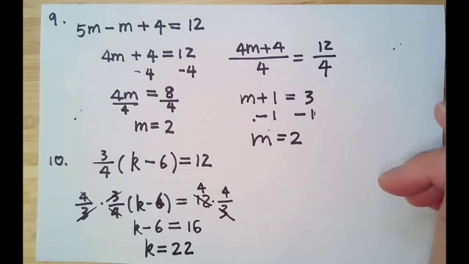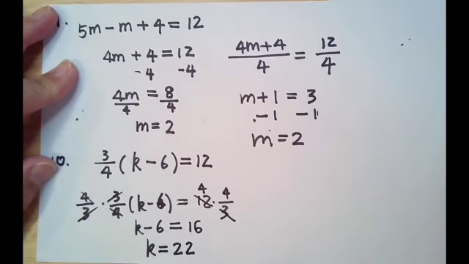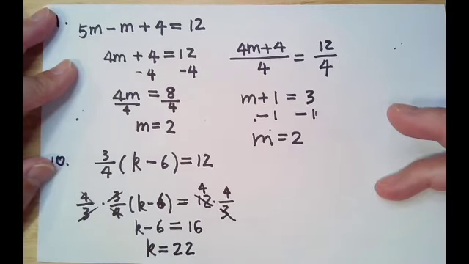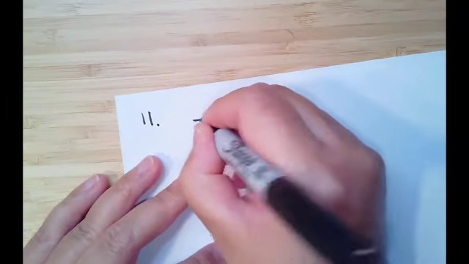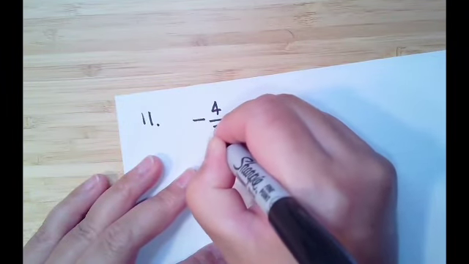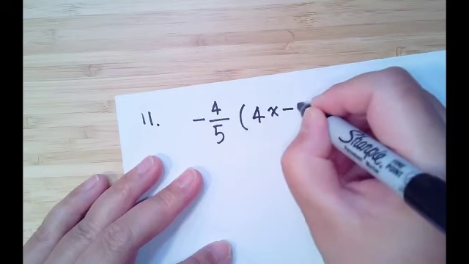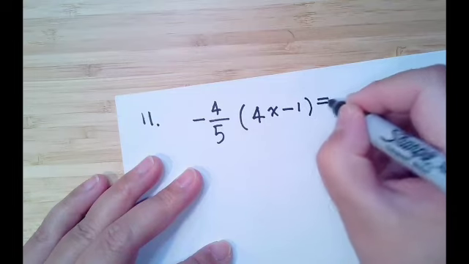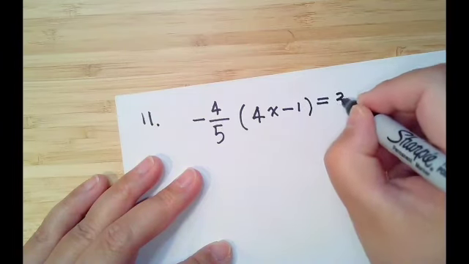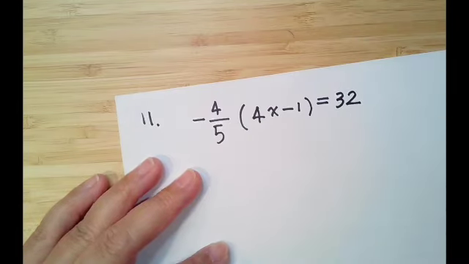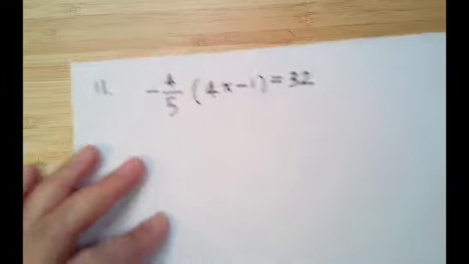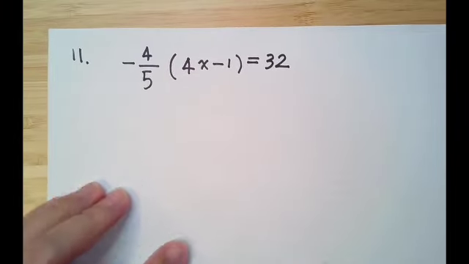Okay. All right. So a lot of people always get confused about how to multiply by the reciprocal of a fraction. So let's work on one more question to make sure that everybody understands this. We have negative 4/5 times 4x minus 1 equals 32. Phew. It's very complicated, isn't it?